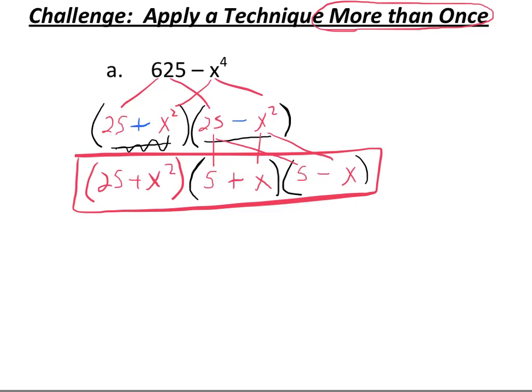So notice that we were able to factor a difference of two squares to get to here, but the result was another difference of two squares, so we could go one more time to there. So it was more than once that we did it.